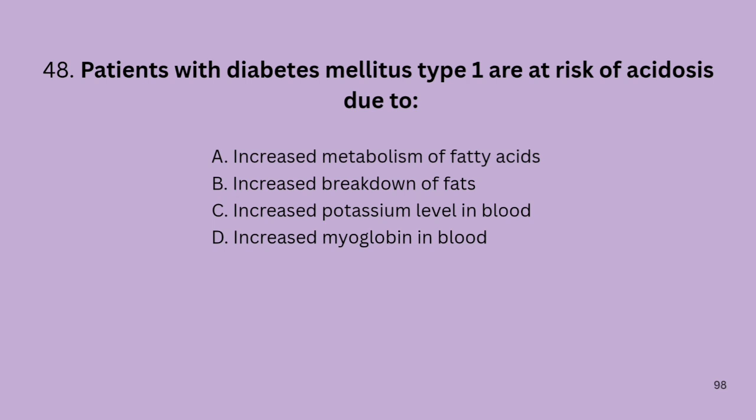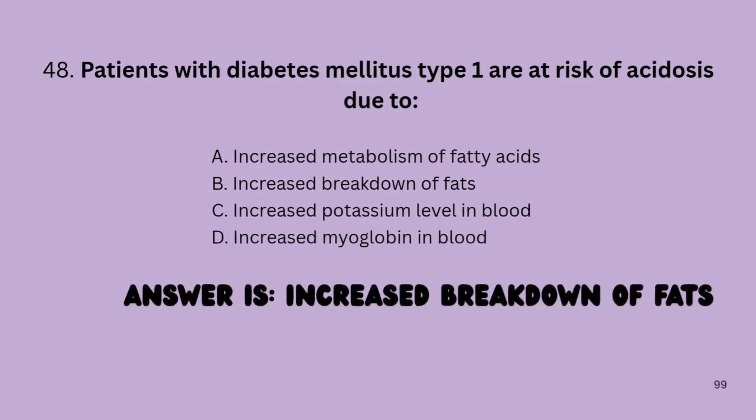Number 48. Patients with diabetes mellitus type 1 are at risk of acidosis due to: increased metabolism of fatty acids, increased breakdown of fats, increased potassium level in blood, increased myoglobin in blood. The answer is increased breakdown of fats.